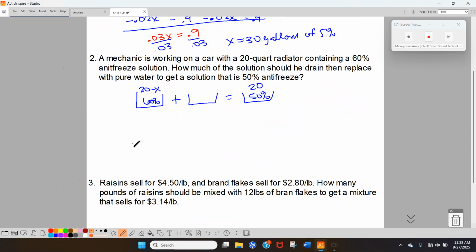And then over here, we're adding back water, so 0%. So that one's really just going to be nothing. So we take 60% times 20 minus x. You're adding 0 times x, and you're getting 50% times 20. All right, so 60% of 20 is 12.